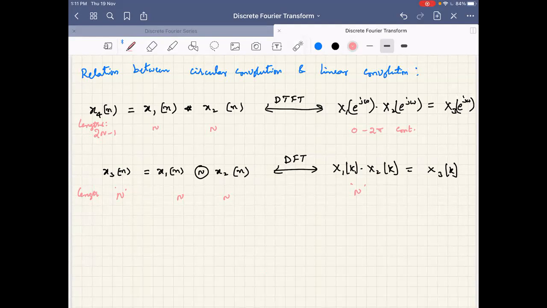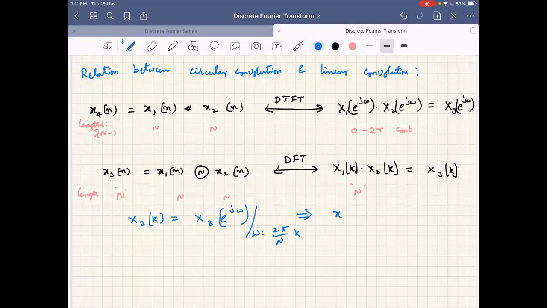Since these two lengths are different, there is no way that these two can be exactly the same. However, we want to see what will happen because of the frequency sampling. So let us now take the frequency sampling aspect. Assume that X3 of k is X3 of e power j omega sampled at 2 pi by N into k. This implies what in the time domain?